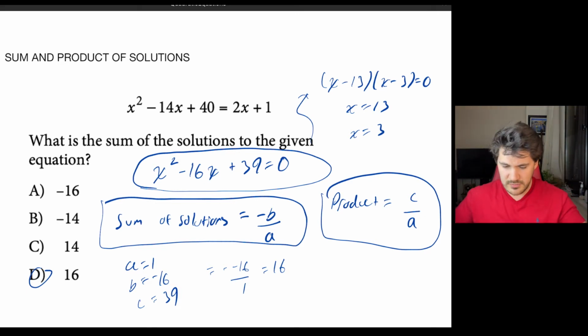One of my students came up with this once. It was like Simba, the line from The Lion King. Sum is like negative b over a. I don't know. It helps some people, doesn't help others. But that's how you do it. This is the shortcut for the sum and product of the solutions.